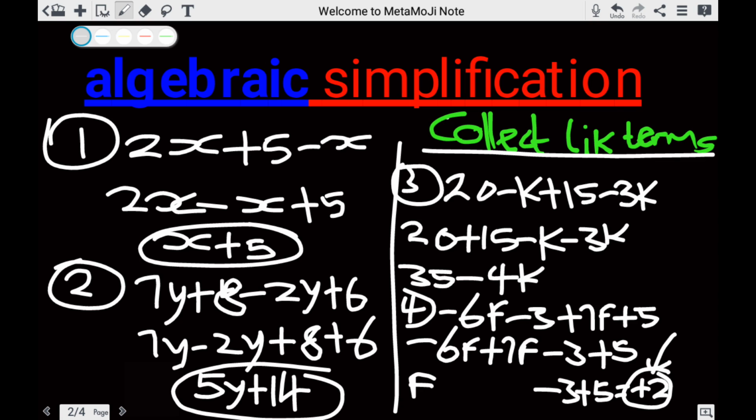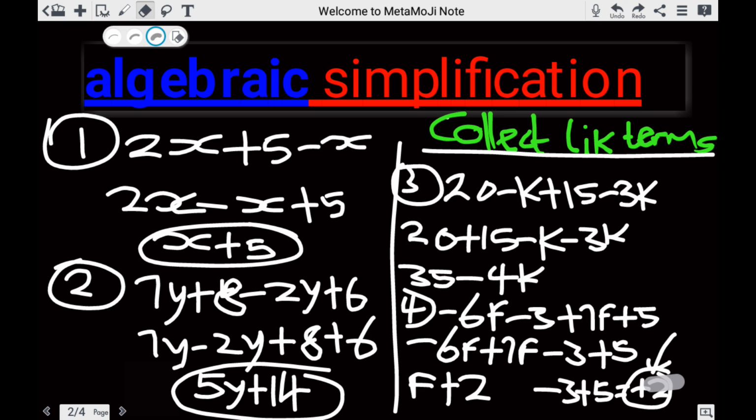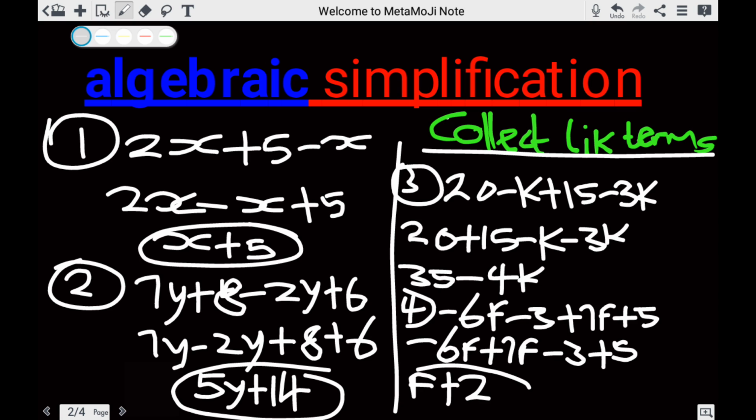Now the reason why you write this plus 2 is because it's in front of the number, not behind the number, and not at the beginning of the expression. So this sign will be between the 2 and f. That's why you should write the sign. So this is the answer now. The answer is f plus 2 for the simplification of everything you see.